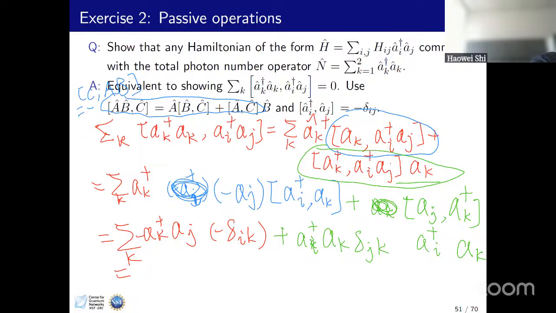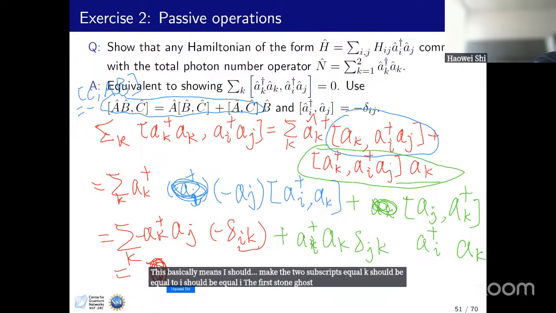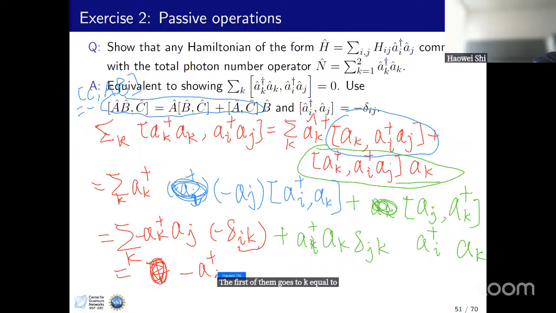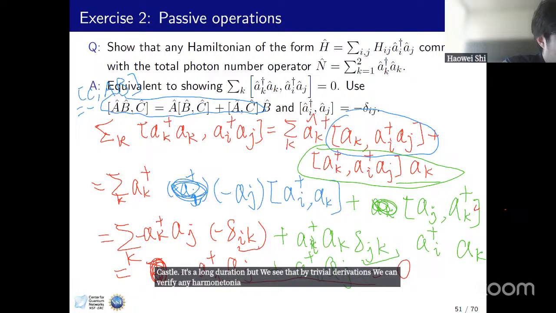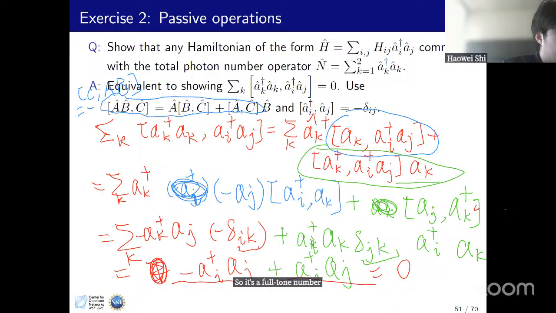this basically means I should make the two subscripts equal. k should be equal to i. So the first term goes to k equal to i, and there's no sum here. And the second term goes to k equal to j, so k, j. Now we see they cancel each other. So the final result is 0. It's a long derivation, but we see that by trivial derivations, we can verify any Hamiltonian of such photon swapping form commutes with the total photon number. So it's total photon number conserving.